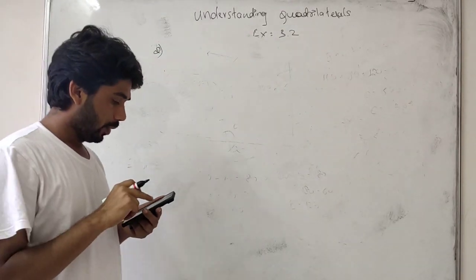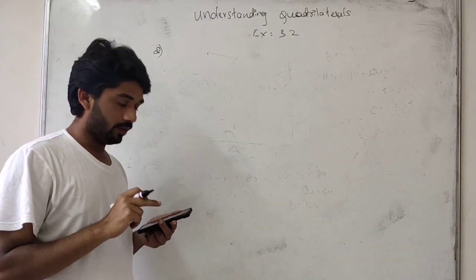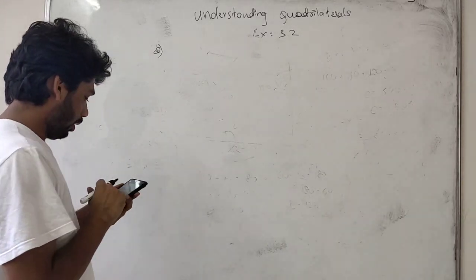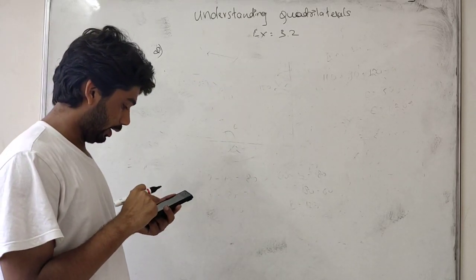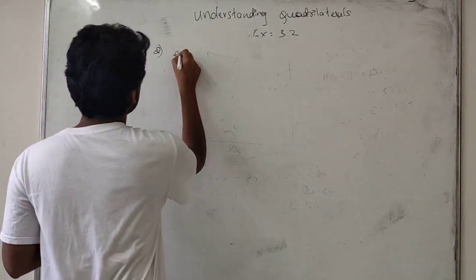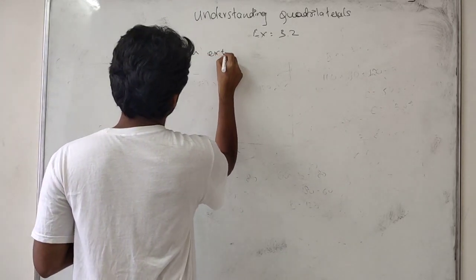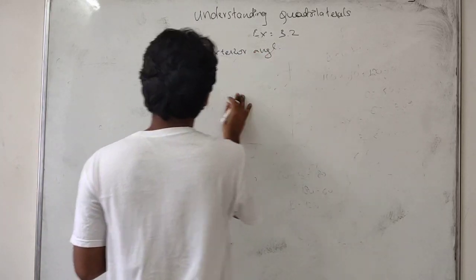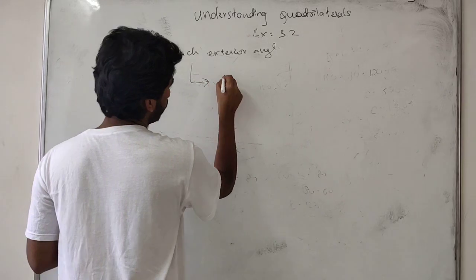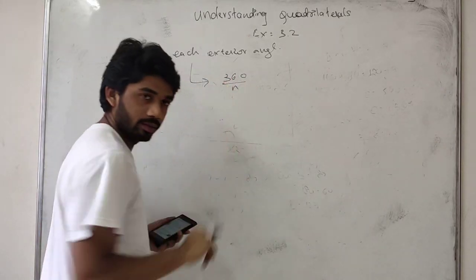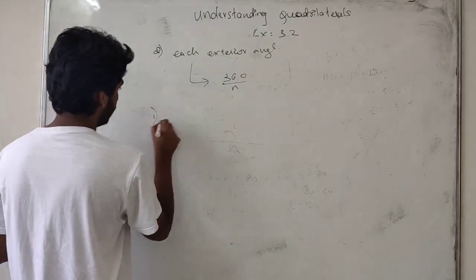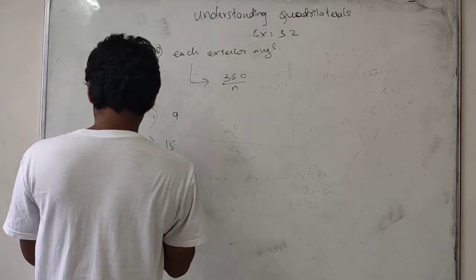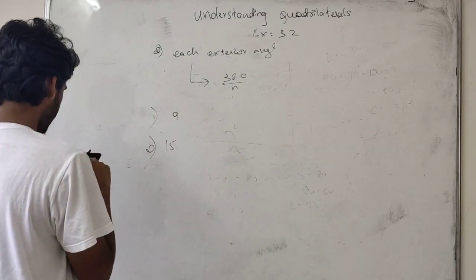So the second question is, find the measurement of each external angle. Means we have to find the measurement of each external angle. You know that the formula for each external angle is 360 divided by n. The first one is given as 9, the second one is given as 15. We have to find each external angle.